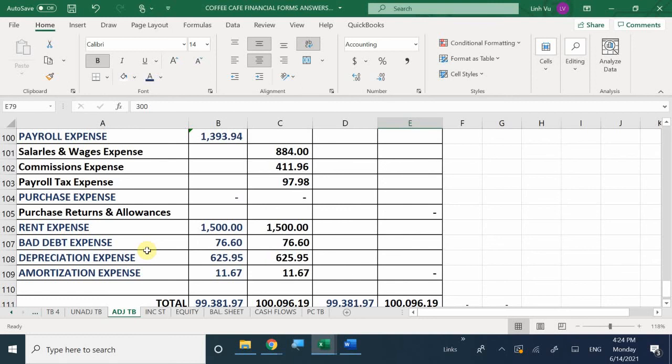Now, our current assets are still at whatever their historical value is. So in this non-cash transaction right here, we transferred $76.60 to bad debt expense. Now, bad debt expense: did we actually receive the money in the first place for us to call this bad debt? No. So there you go. That's another example of a non-cash transaction.